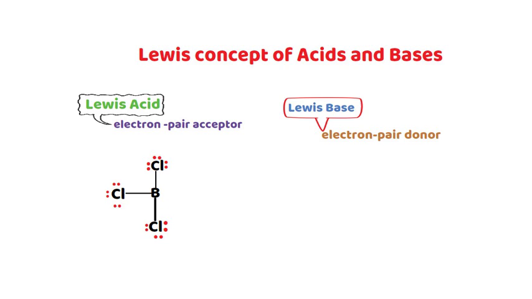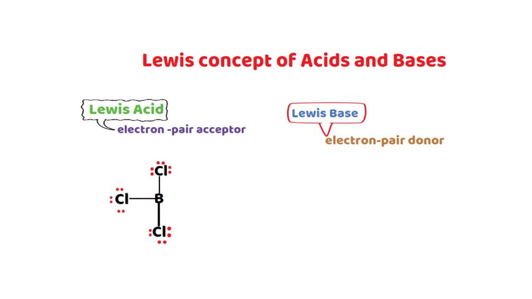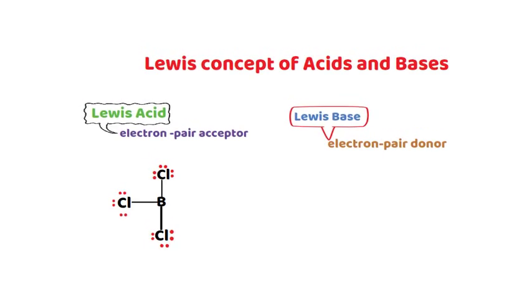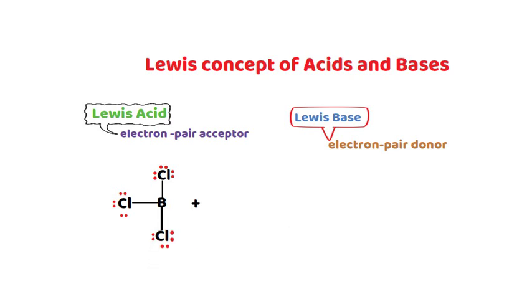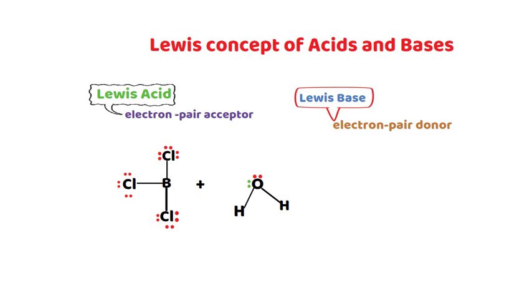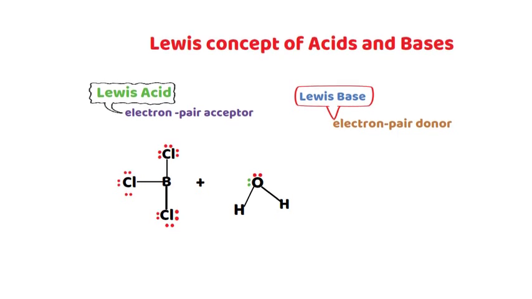Now let us consider boron trichloride. In boron trichloride, each chlorine atom has 8 electrons in its outermost shell: 3 lone pairs and 1 bond pair, a total of 8 electrons in each chlorine atom. But when we come to boron, it has only 3 bond pairs, meaning 6 electrons in its outermost shell. Therefore, boron needs 1 pair of electrons.